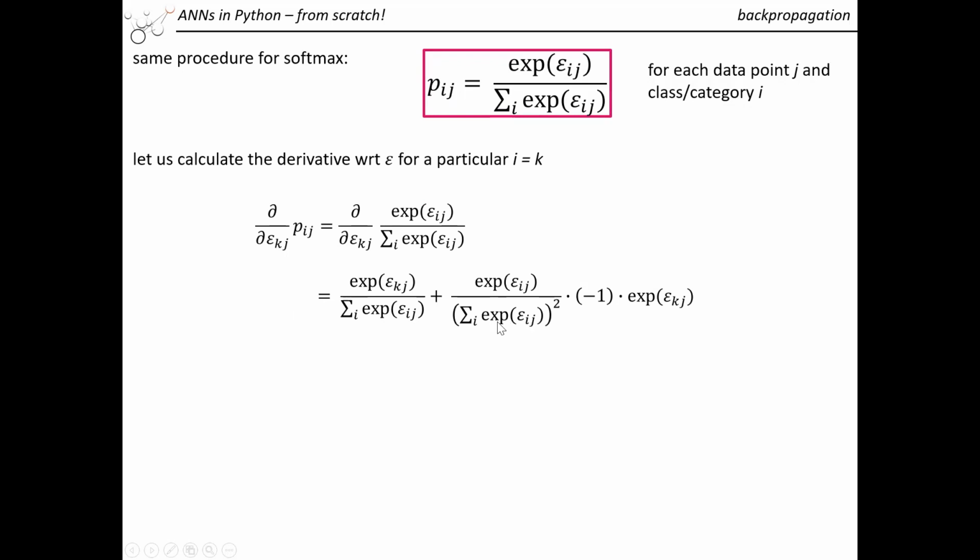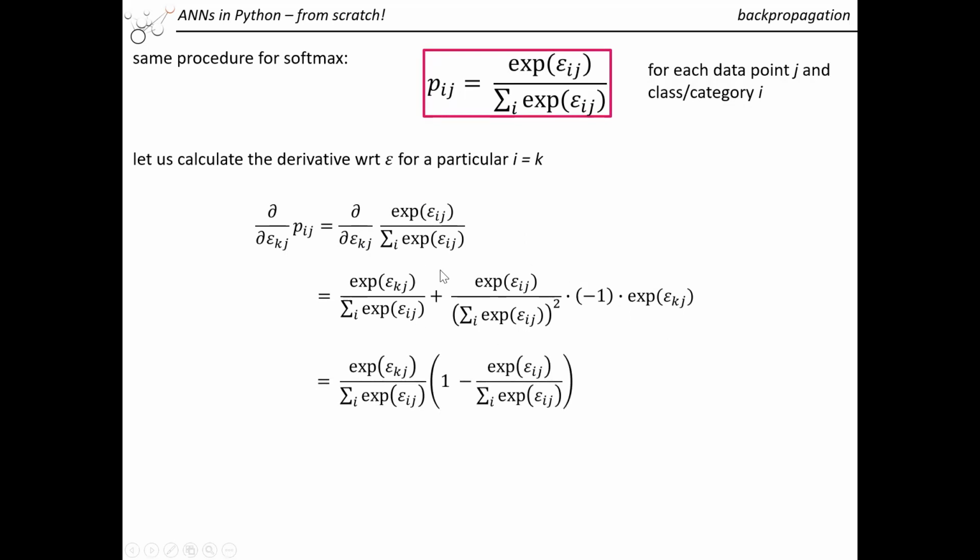So i goes, in our case, from 0 to 2. So we have 0, 1, 2, and k is one of those classes. So therefore this part here is never 0. You always have this epsilon kj, whereas this part can be 0 if our i is not this particular k. So we have 2 cases then.